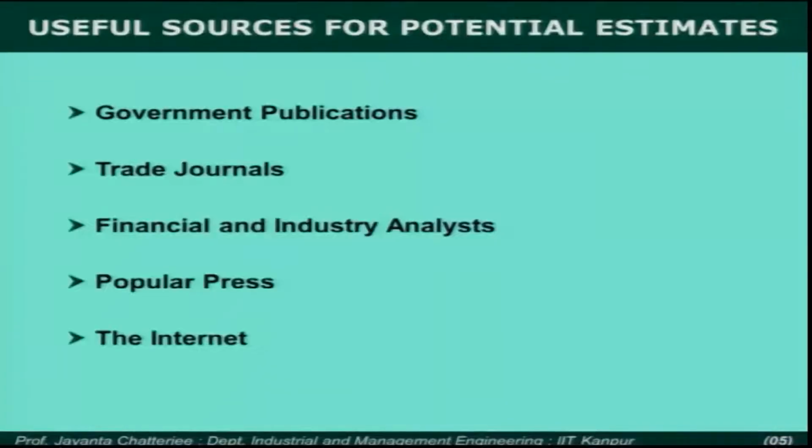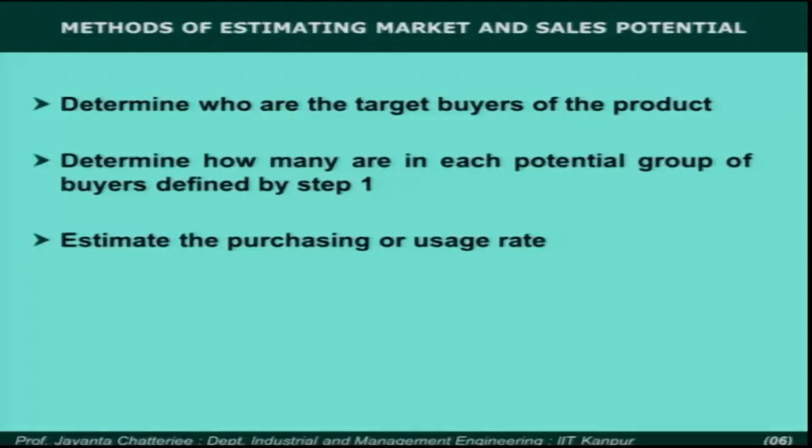So, useful sources for secondary data are government publications, trade journals, financial and industry analysis, popular press, the internet, and you can also generate some very good data by attending trade related or domain related conferences, exhibitions and so on. The method remains more or less the same, whether you go to an exhibition, attend a conference, or do some survey. You have to determine who the target buyers of the product are, and of course, determine how many are in each potential group of buyers defined in step 1, that is, the target buyer.